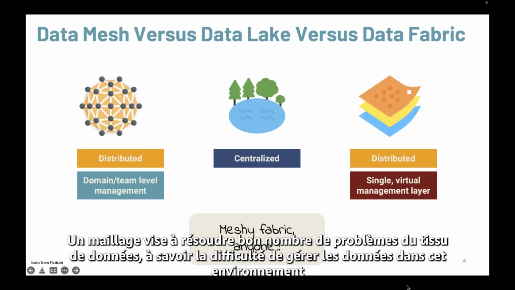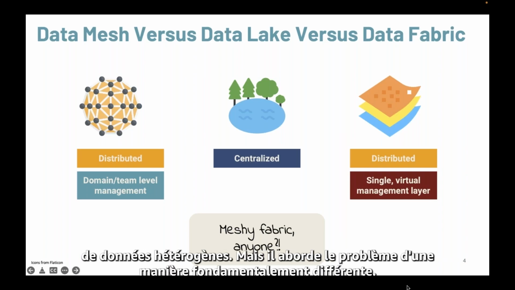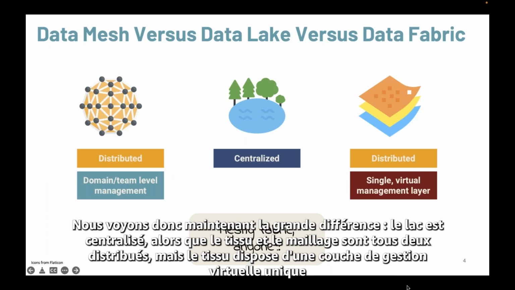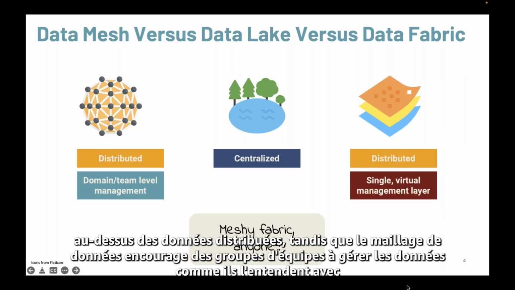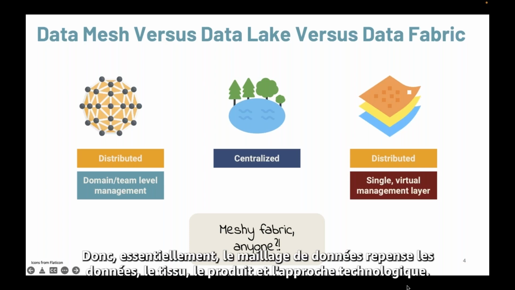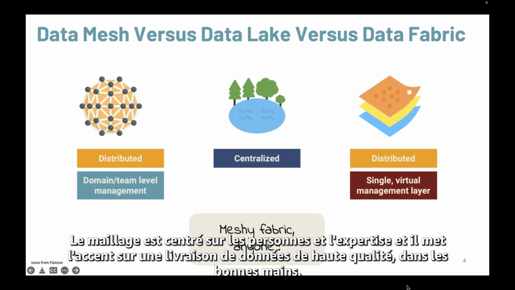Now, a data mesh does aim to solve many of the problems of a data fabric, namely the difficulty of managing data in this heterogeneous data environment, but it does tackle the problem in a fundamentally different manner. So our data lake is that centralized thing, while our data fabric seeks to have a single virtual management layer atop the distributed data. So we've now got the big difference: lake centralized, fabric and mesh both distributed. But fabric has this single virtual management layer atop the distributed data, whereas the data mesh encourages distributed groups of teams to manage the data as they see fit, with some common governance provisions that we'll look at in more detail. So essentially, data mesh flips data fabric's product and tech-centric approach on its head, and it centers around people and expertise, and it emphasizes delivering high quality data, but into the right hands.